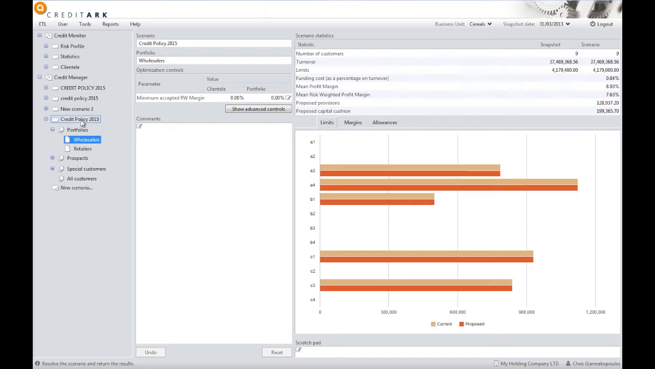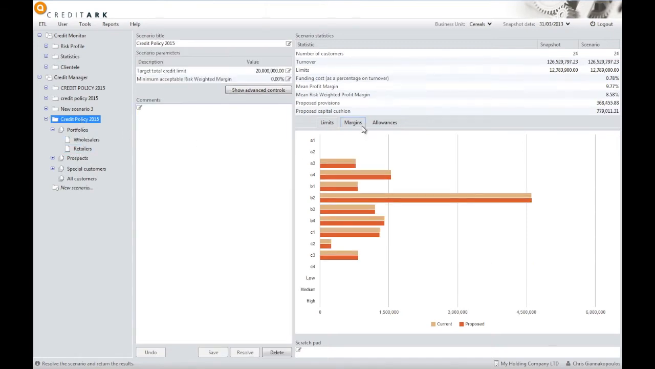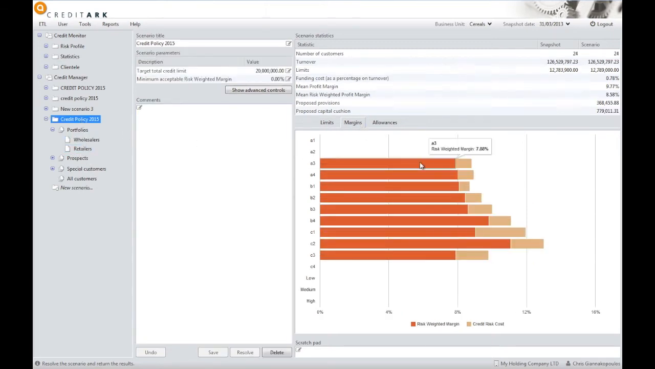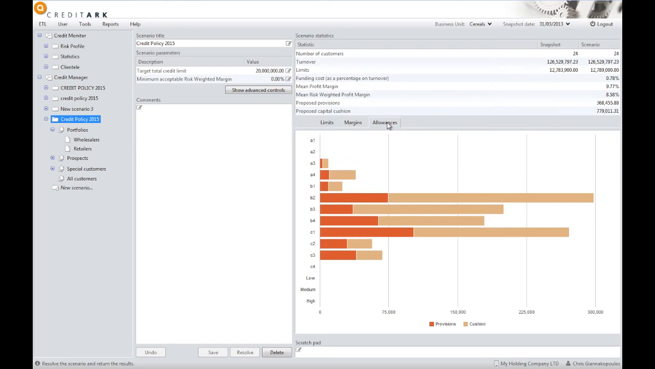Amongst many options, you can see your customer's risk distribution, the effective profit margins, the very important credit risk costs, and the level of provisions that you may need to take.